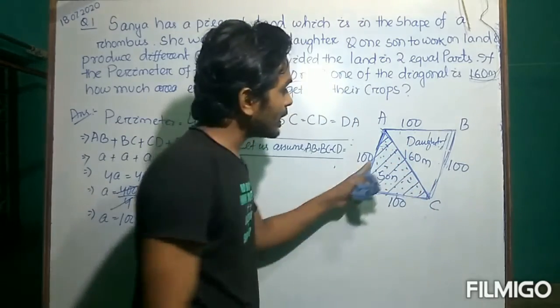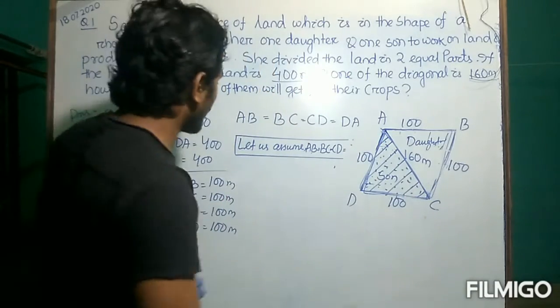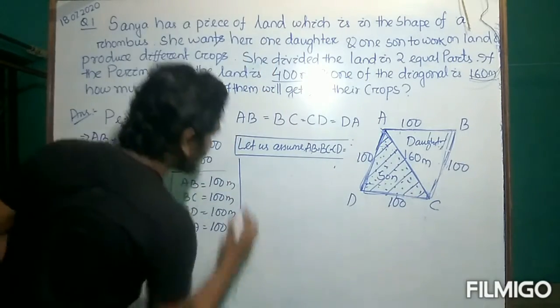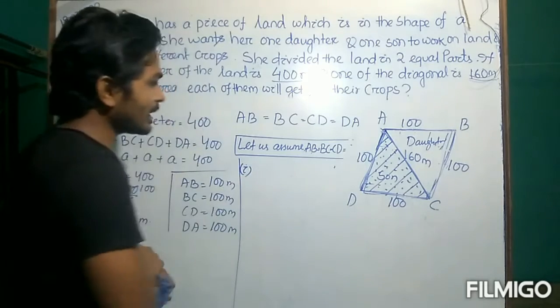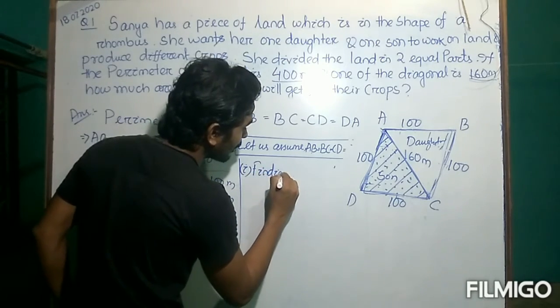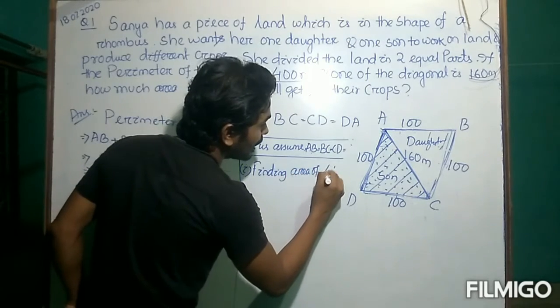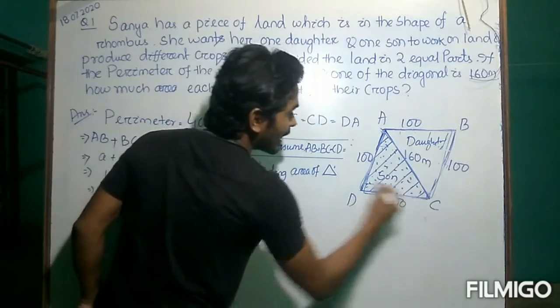So for this you have to find the area of this land, because the son will grow crops only inside the closed surface, that means inside this triangle. Hence we need to find the area of this triangle by using Heron's formula. So starting first with finding the area of the triangle. Which triangle?